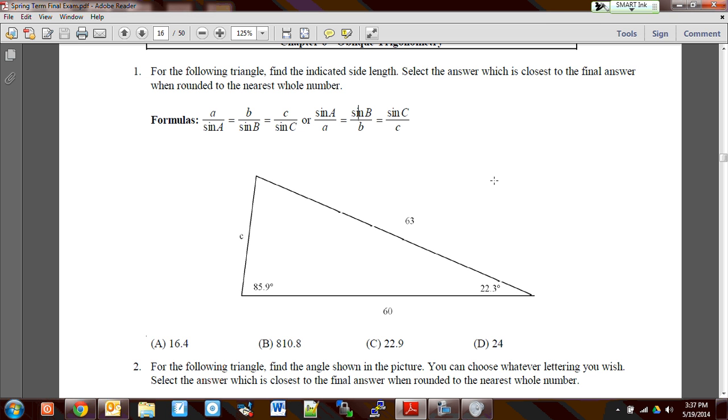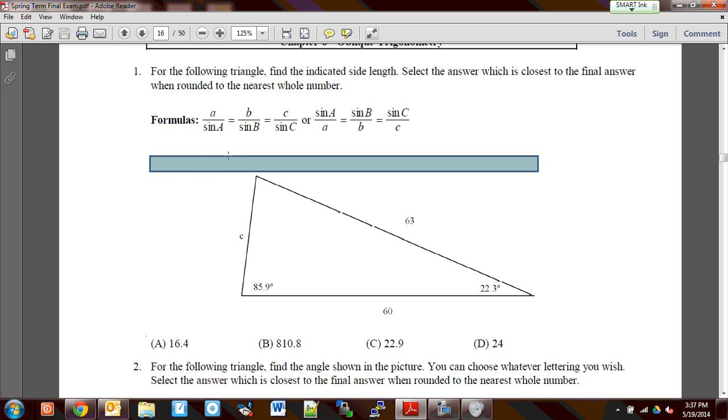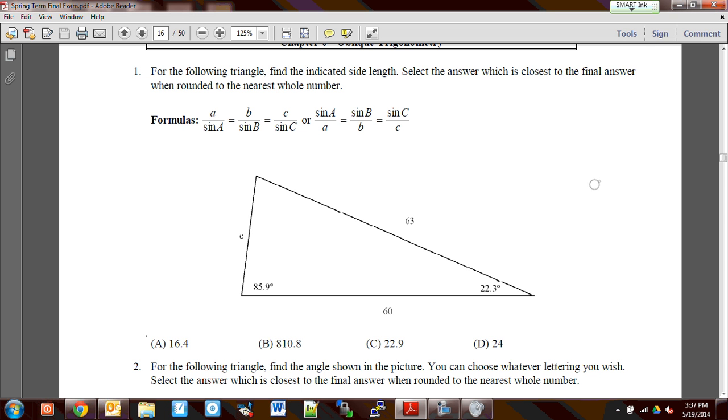Alright, now, since we are trying to find a side length, the formula that I'm actually going to use is this one right here, the one with the little a, little b, and little c on top, because like I said, we're trying to find a side length, and that'll just make it easier. This is the same thing, but normally you use the other one when you're trying to find an angle. That way it puts your inverse sine on top. All right, so we need to find c.